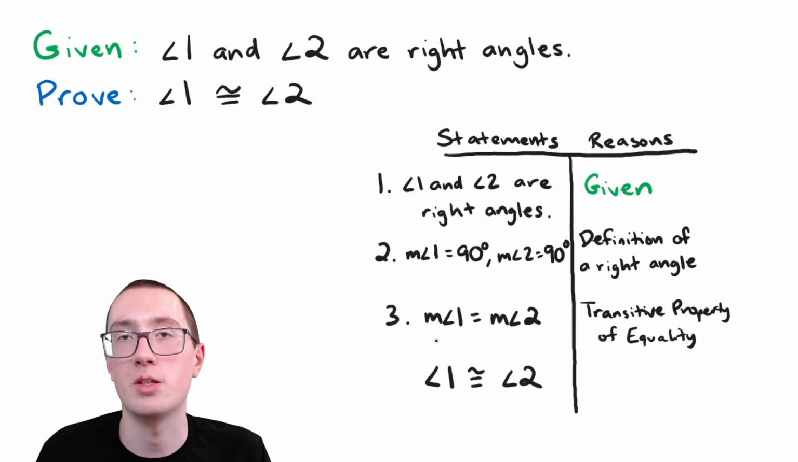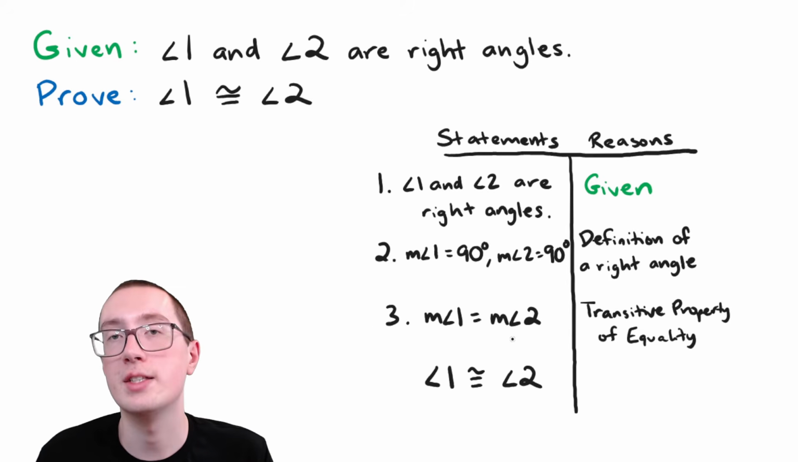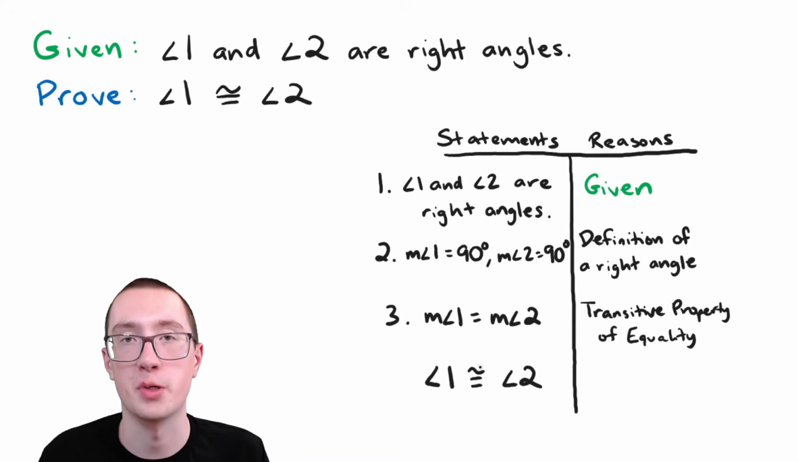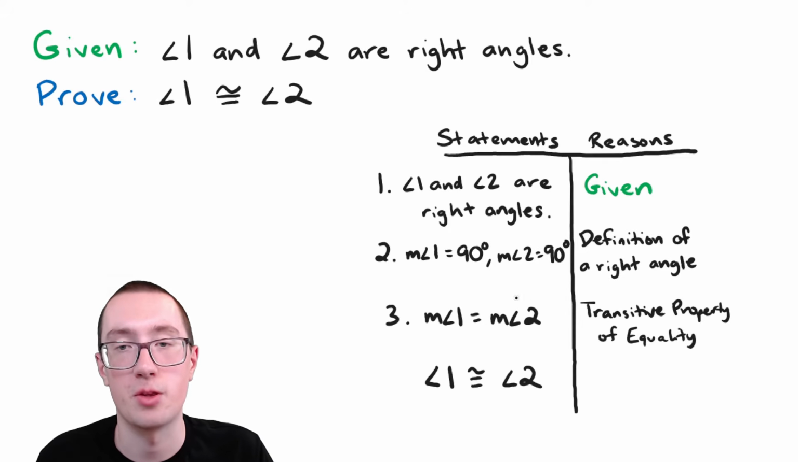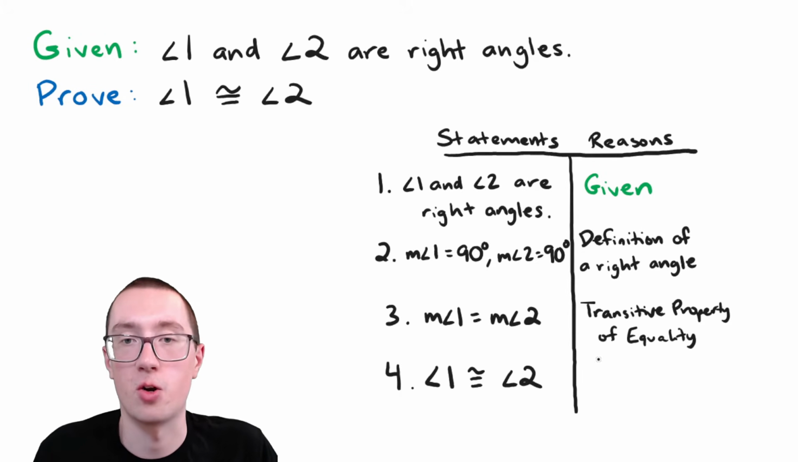So now the only thing that we have to decide is, can we just go from this statement to saying that they're congruent, or do we have to put in another step? Well, what is the definition of angles being congruent? Angles being congruent means that they're the same amount of degrees. And that's exactly what statement 3 over here is saying. It's saying that the measure of angle 1, or its amount of degrees, is the same as angle 2's amount of degrees. And that's literally the definition of being congruent. So this will be our final statement here, and our reason is that it's the definition of congruence.